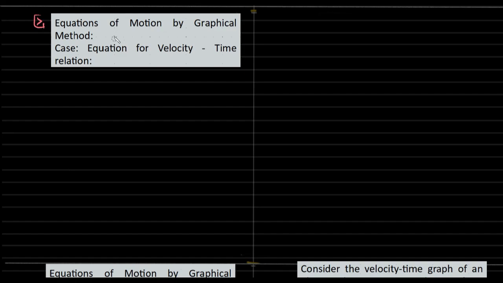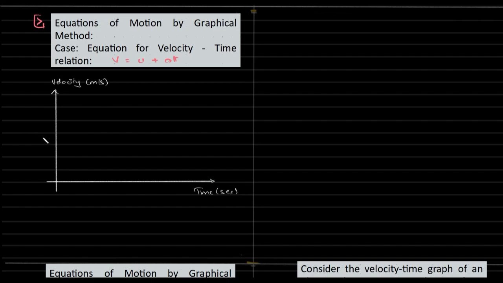We're going to derive equation of motion using graphical method. We're going to derive velocity time relationship, that is v is equal to u plus at. So this is what we're going to derive. For this, we'll be making use of velocity time graph. So the velocity goes along the y-axis and the time goes along the x-axis.